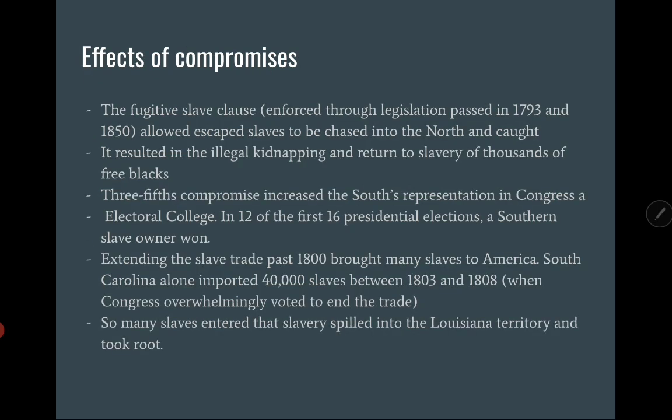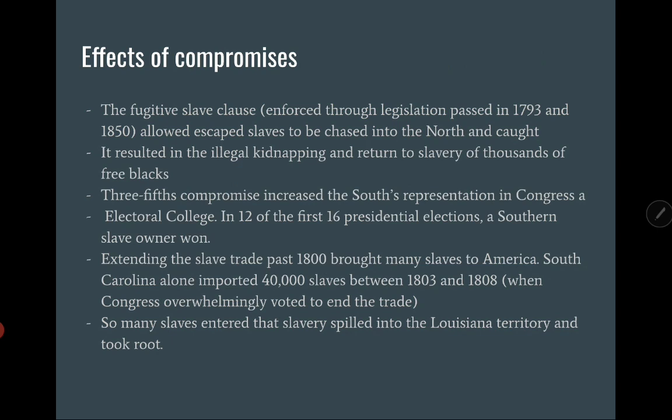And there are also property protections as well. So the effect of these compromises is the Fugitive Slave Clause allowed escaped slaves to be chased into the North and caught. It also resulted in illegal kidnapping.